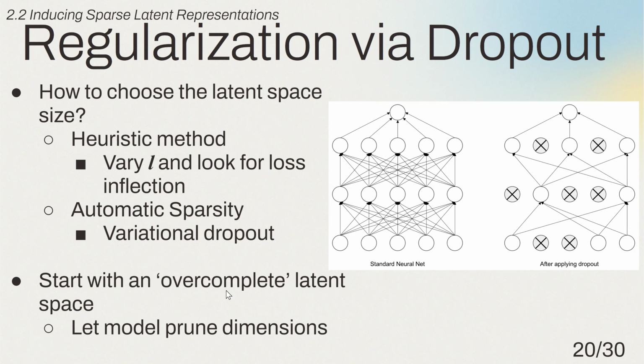Yeah. So they use this variational dropout in their overcomplete kind of latent space. It's not overcomplete technically because it's not bigger than the input dimension, but it's bigger than they actually need. So they can see what size they need to choose.